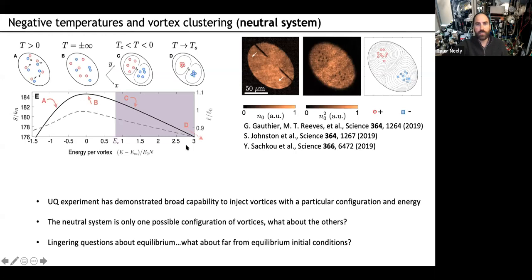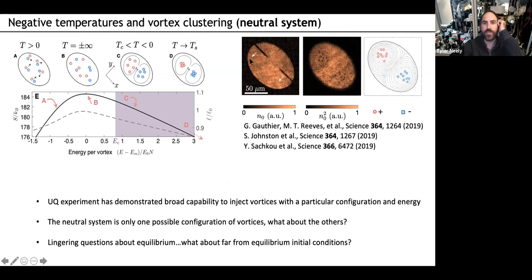So we did this experiment a few years ago, and it demonstrated that you really have a lot of control over injecting vortices, and also doing so with a particular configuration and energy to some degree. But this neutral system, where you have equal numbers of vortices and anti-vortices, or plus and minus vortices, we tend to call them plus and minus charges, as you can see here. There's a lot of other possible configurations that are not neutral, in other words, that they're unbalanced.